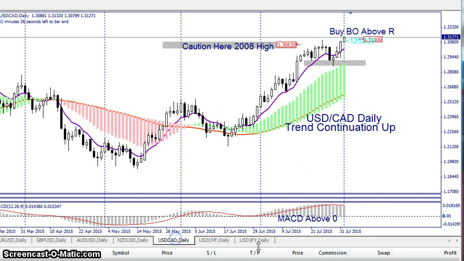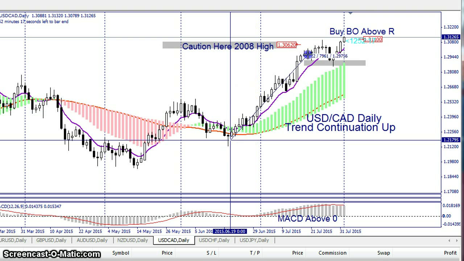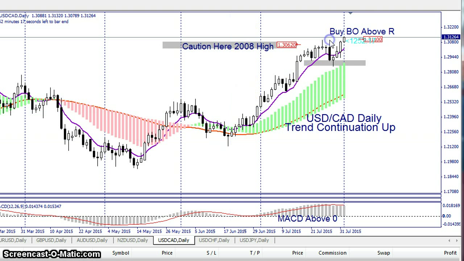Okay, next currency is the USCAD. Here's the complete opposite. We can see price has been going up, and in fact price has gone up already more than 900 pips.